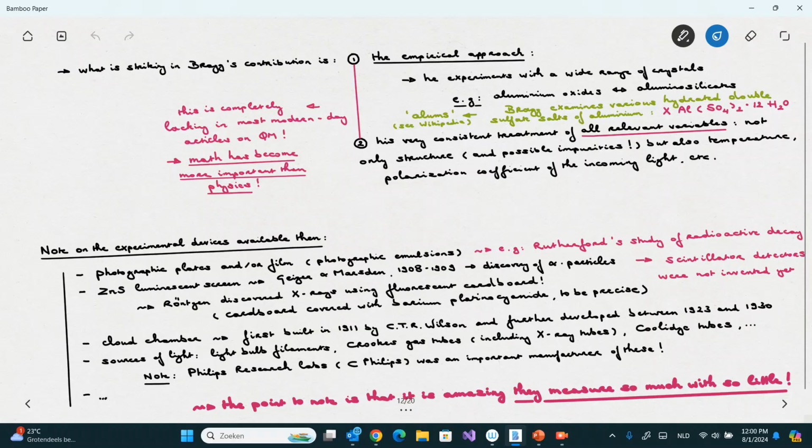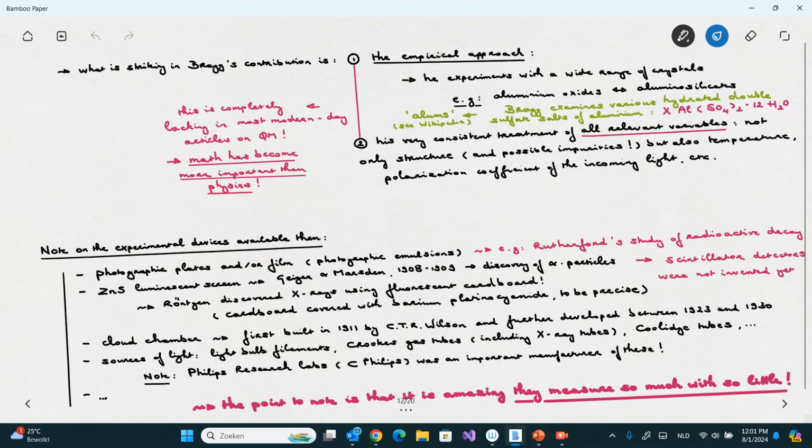It's kind of amazing, because the experimental devices then, that's also interesting to read. You have the use of photographic plates or film, photographic emulsions. You had luminescence screens, fluorescence. I mean, Röntgen is really interesting. He uses cardboard and coats it with barium platinocyanide. I don't know what that chemical is, but it makes the cardboard fluorescent. And that's how he discovered X-rays.